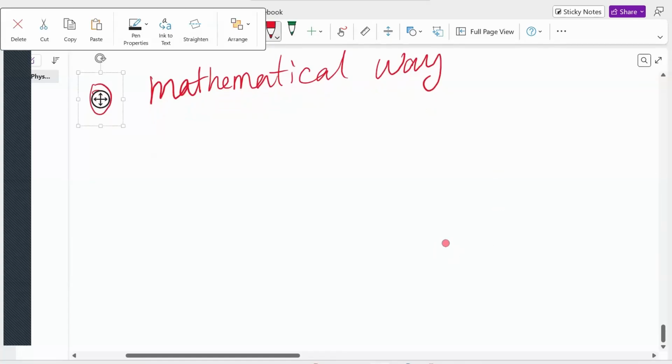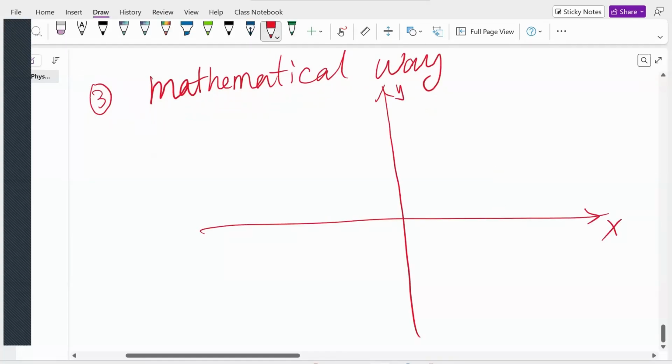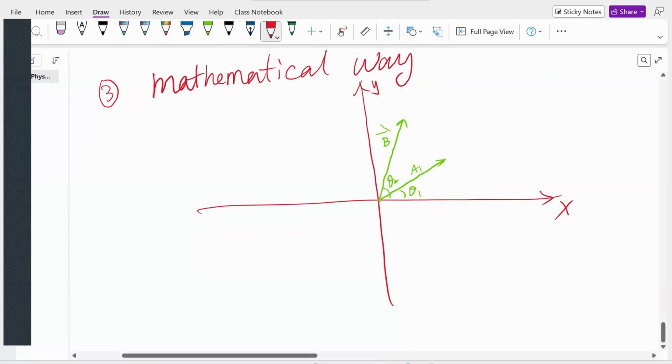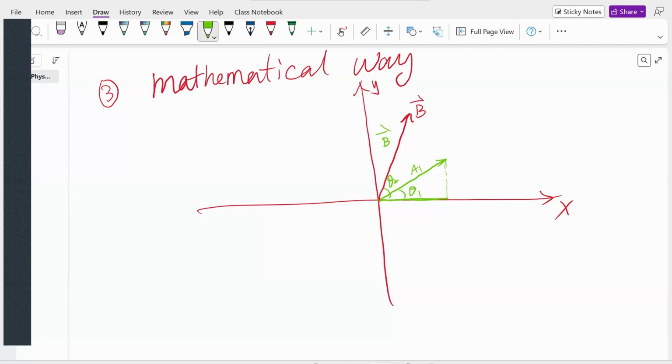So we are going to have this x, y axis. So you have vector A, this is theta 1. Vector B, theta 2, right? So for vector B, I can use a different color so that will be easier. So I'm going to find the x component. You project A on the x-axis, you get AX. You project A on the y-axis, you get AY. You see that? Yeah. And you do the same thing for B. You project B, you get BX. And you project B on the y-axis, you'll get BY.